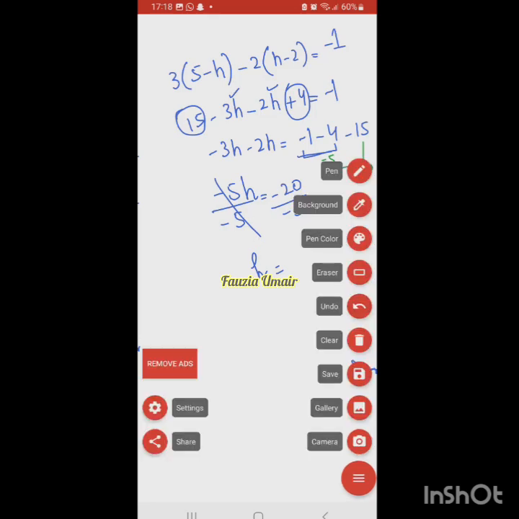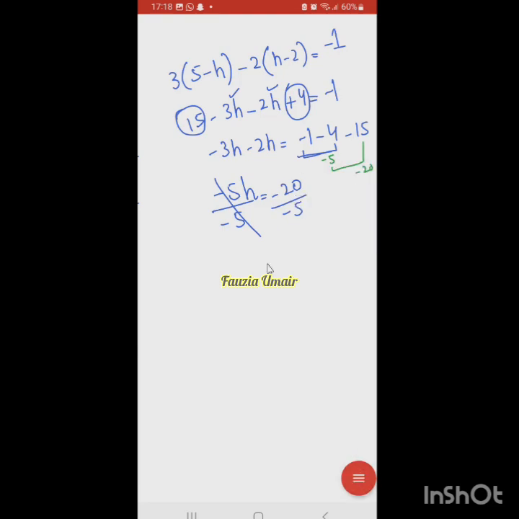This one, in the last step, this is H. So what is minus 20 divided by minus 5? Plus 4. Plus 4. Very good. Excellent.